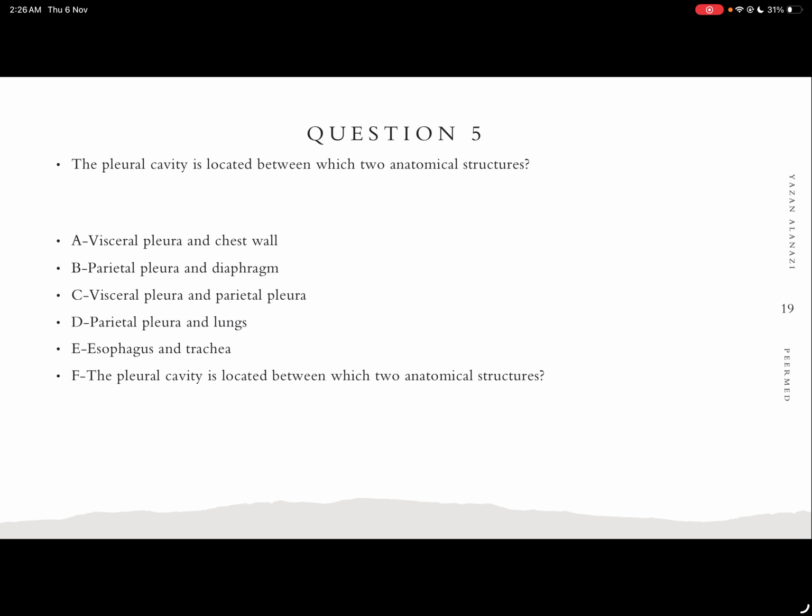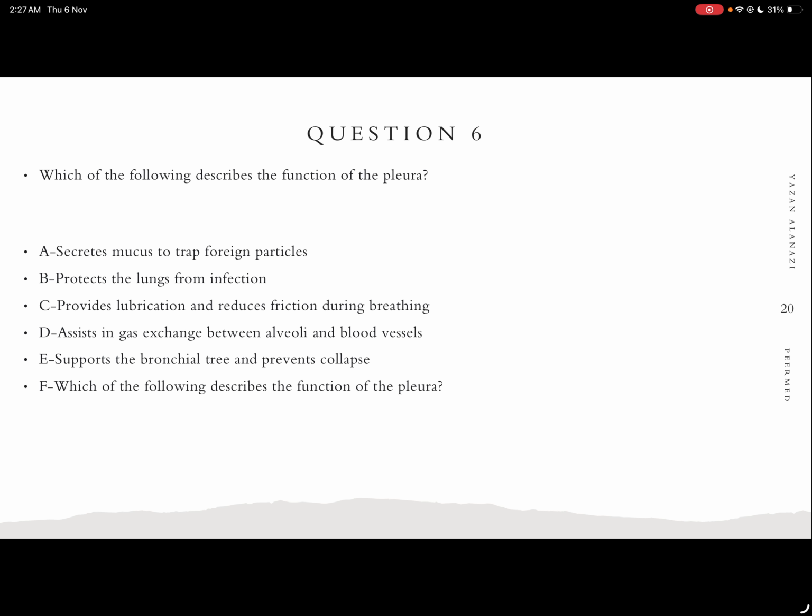The pleural cavity is located between which two anatomical structures? This is very easy. The pleural cavity is between the visceral pleura and the parietal pleura. Whenever we hear something between the cavity, we just explained it, it's between the visceral pleura and the parietal pleura. Okay, question 6. Which of the following describes the function of the pleura? Its function is so easy. It's to provide lubrication and reduce friction during breathing. Okay, so it's C.